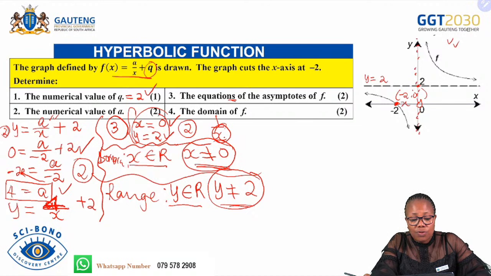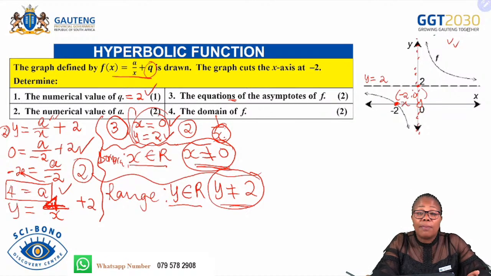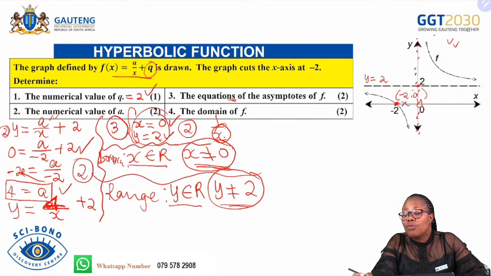Okay, so I hope we are still together then. It is always x element of real numbers excluding the x asymptote, y element of real numbers excluding the y asymptote.